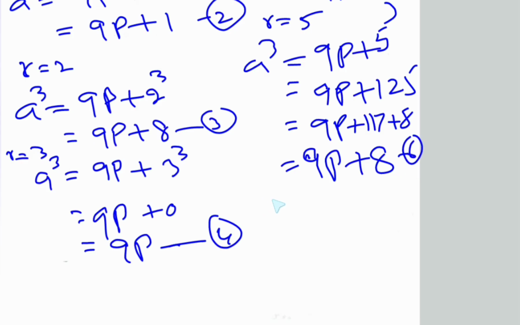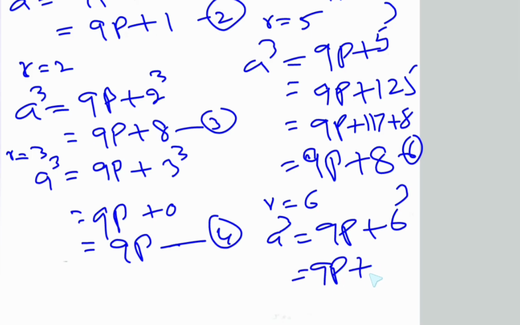And now r equal to 6. If you substitute r equal to 6, a cube is equal to 9p plus 6 cube. 6 cube is 216. It is a multiple of 9. So that is 9p plus 0. Therefore, a cube is equal to 9p. This is equation number 7.